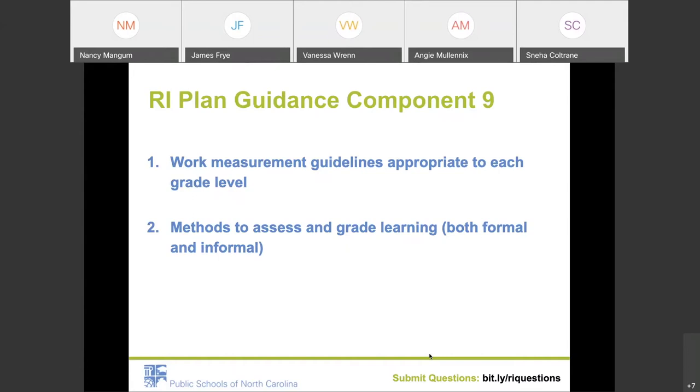I will try to move swiftly through this. So we've broken this component down to really two buckets that we're going to talk about on a high level. First is the work measurement guidelines appropriate to each grade level, and then that mastery aspect. So specifically those methods to assess and grade learning, both formally and informally.